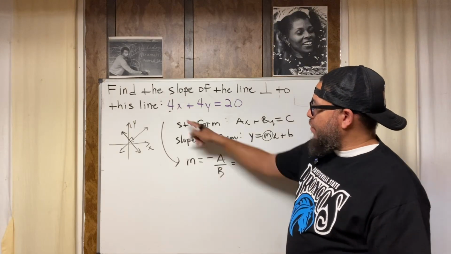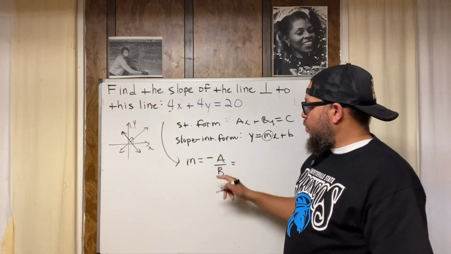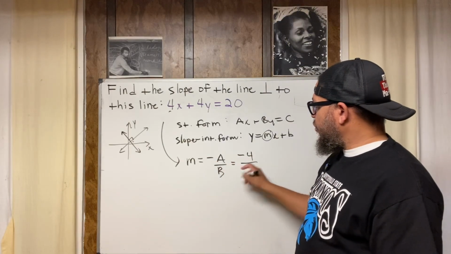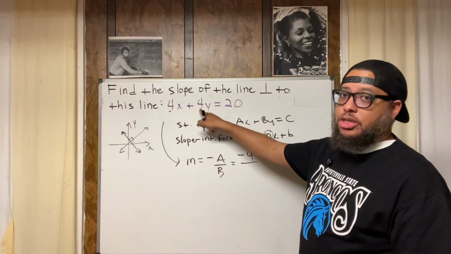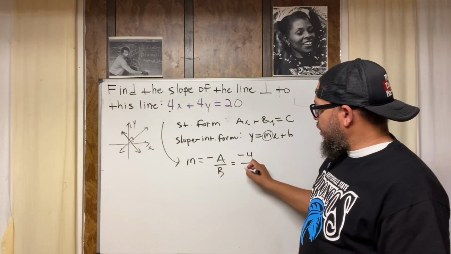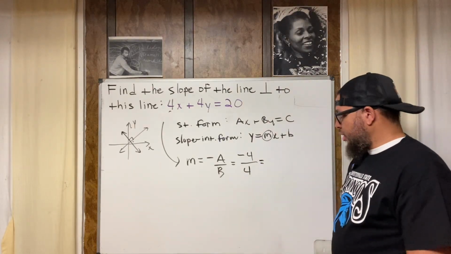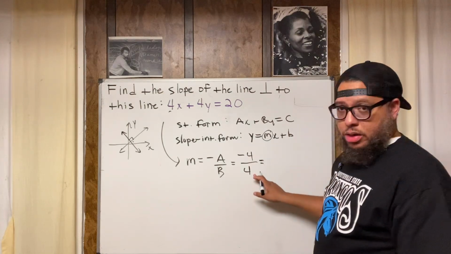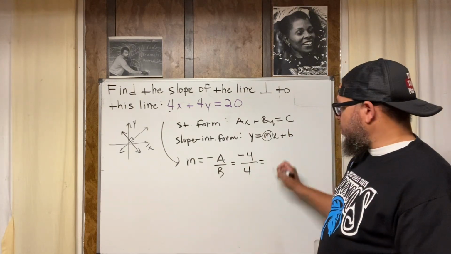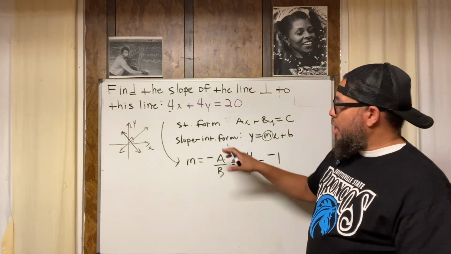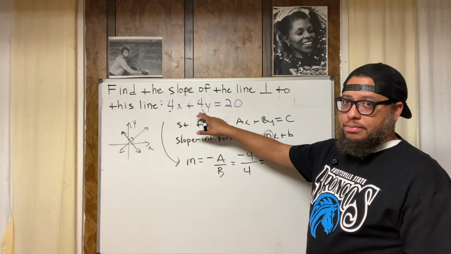That means we take the A value, which is 4, and put a negative sign in front of it. So we got negative 4, fraction bar, take the B value, which is also 4, and put that in the denominator. This is our fraction. Then we simplify it. Negative 4 divided by 4 is equal to negative 1. So that means that the slope of this line is negative 1.